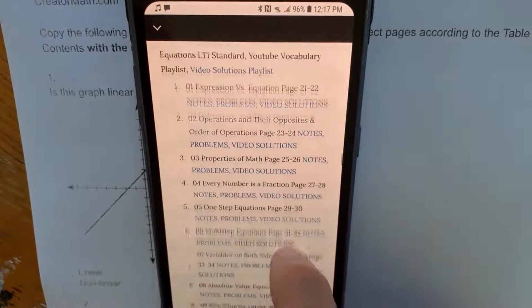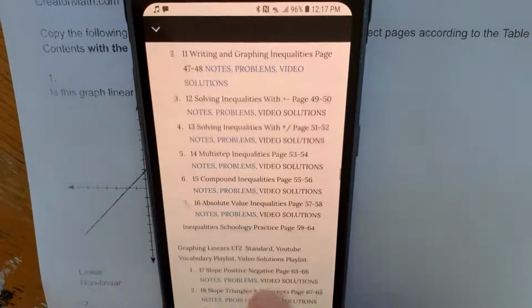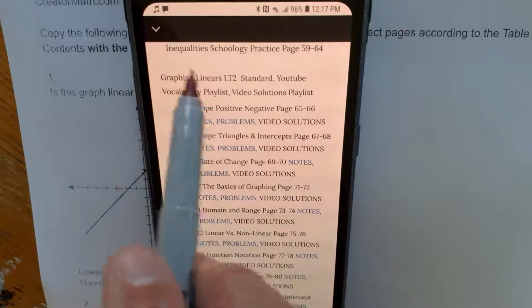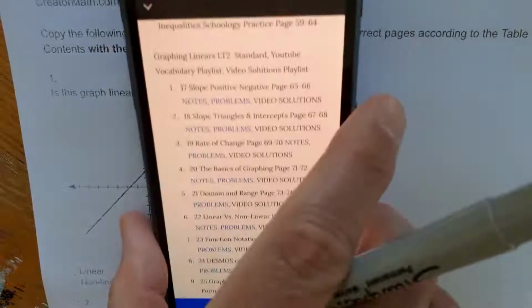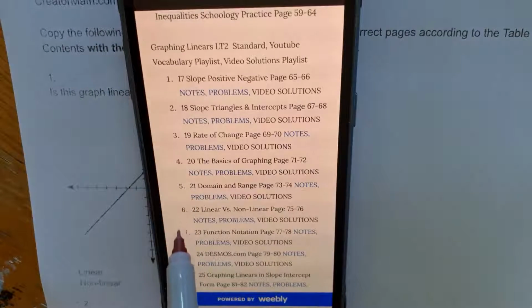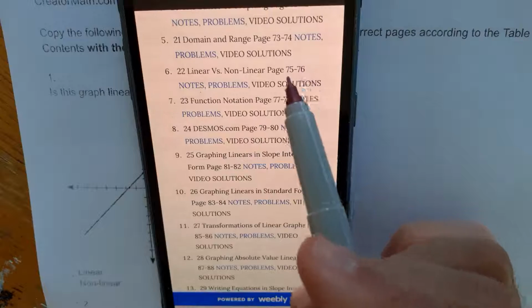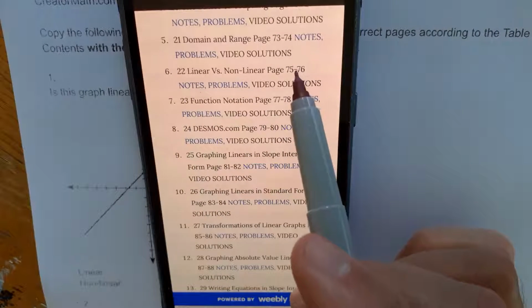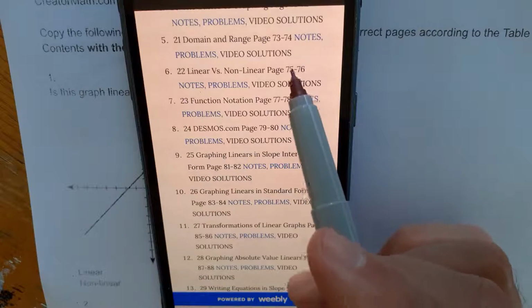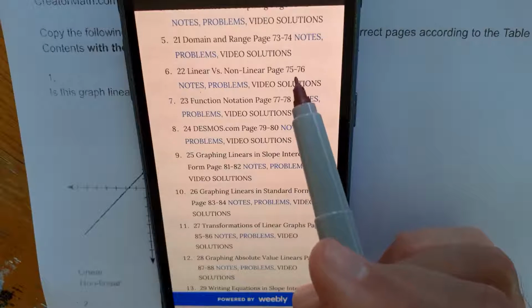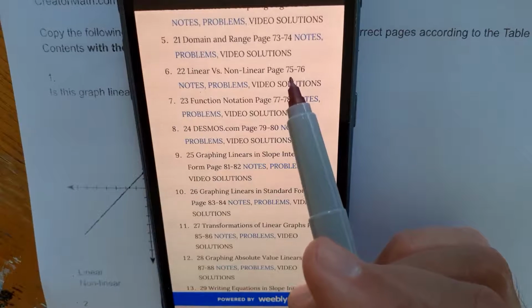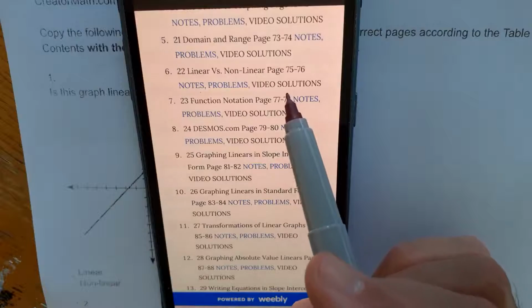Now we're going to find the correct unit we're in. So here it is, graphing linears. And then we're on lesson number 6. So these are all the lessons to this unit. Here's number 6, linear versus nonlinear. These are the page numbers that these notes go on in your comp book. Please don't take this video's word for it, but go back and find the original table of contents. At the time you're viewing this, these page numbers probably will have changed.